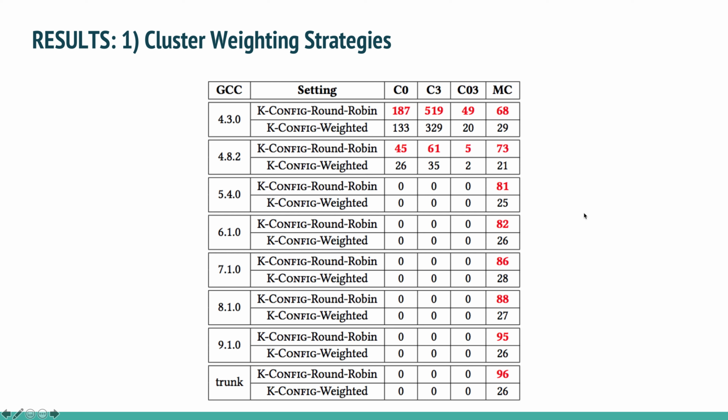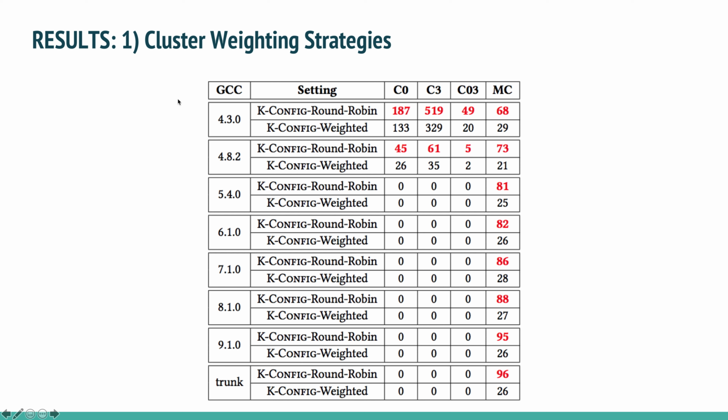Here are our results: effectiveness of cluster weighting strategies. In this table, C0 means crashes found only on optimization level 0, C3 means crashes found only on optimization level 3, C03 means crashes found on both optimization level 0 and level 3, and MC means the miscompilation failures. We evaluated two cluster weighting strategies, kconfig round robin that ignores the size of clusters, and kconfig weighted which generates test programs proportional to the size of the cluster.